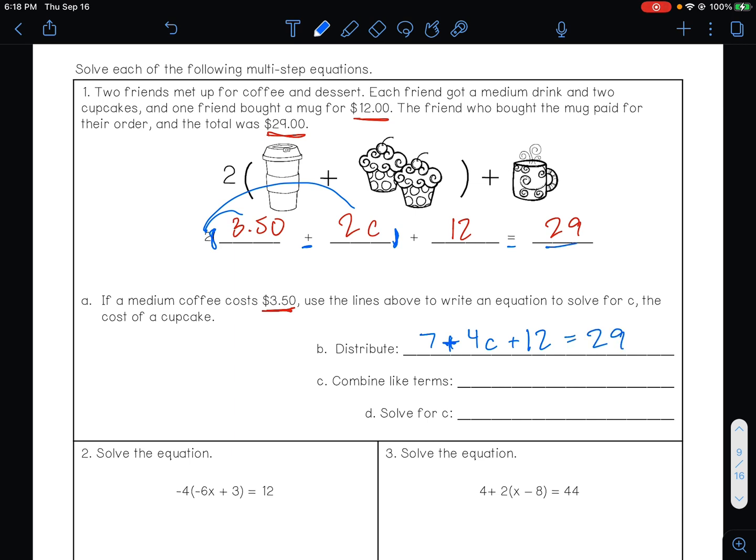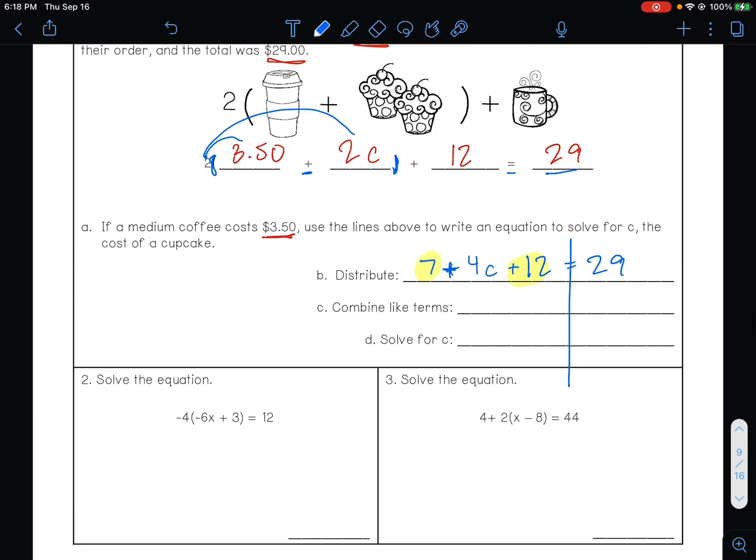All right, combine the like terms. Where are my like terms? It's not the C because C is by itself. Do we have any other like terms? Well, how about 7 and 12? They're both positive, and they're both just constants. So 7 plus 12 is positive 19. And then we have to bring down the 4C. And you may be thinking, don't I have to bring down the plus? Well, plus 4C and just plain 4C mean the same thing. So if you don't want to bring down the plus, you don't have to. Bring down the equal sign, bring down the 29.